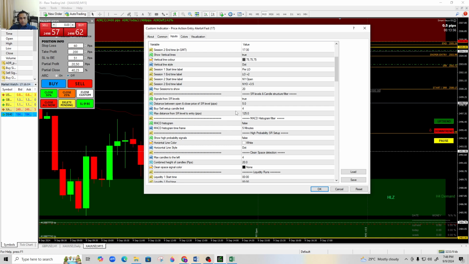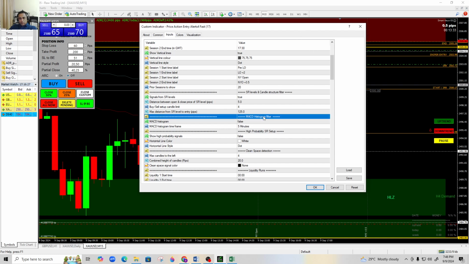Then buy sell candle limit, then basically the signal candle has to be within the first 4 candles of the candle structure. So this one, this one, this one, and this one, within that, right? Then the max distance from the SR level to the entry candle cannot exceed 125 pips. So within 125 pips, you'll get the signal candle.